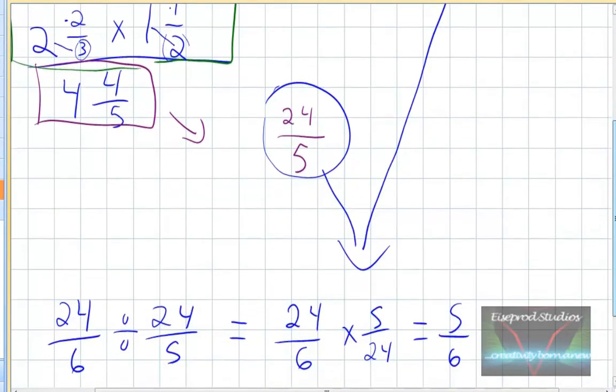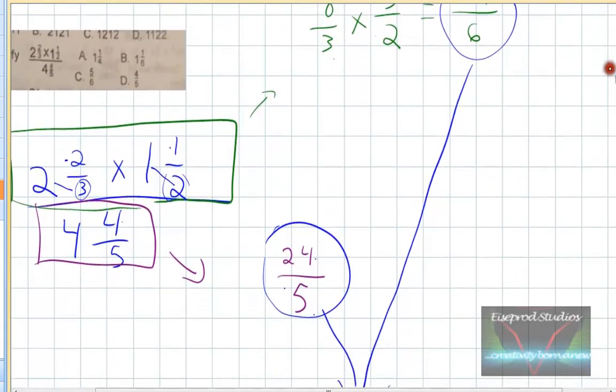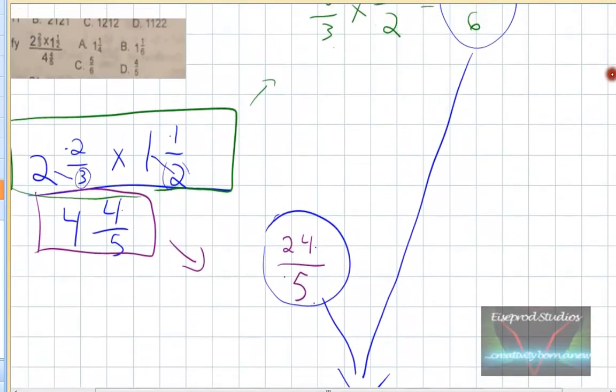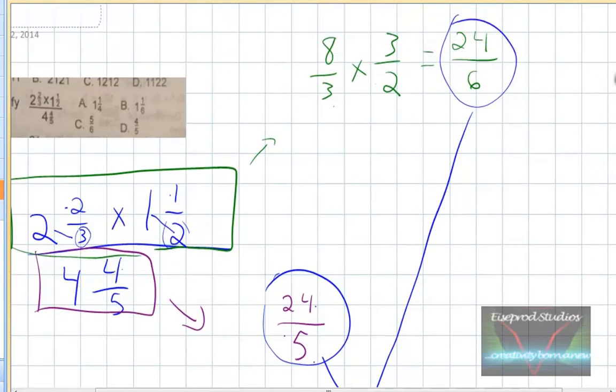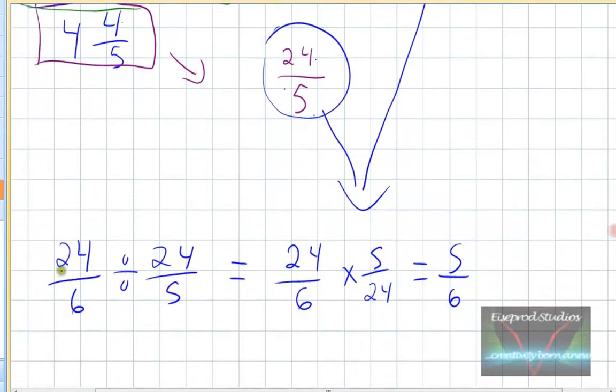And then, working with the denominator, we're going to do the same thing and change this into an improper fraction like this. So 4 times 5 is 20, plus 4 is 24, so we're left with 24 over 5. Then we're going to go back and rewrite it. So the original problem asked us to take these two multiplied and divide it by this. So these two multiplied is 24 over 6, right? There's the 24 over 6. Then it says to divide by the denominator, which was this, 24 over 5. So that's what that is right there.